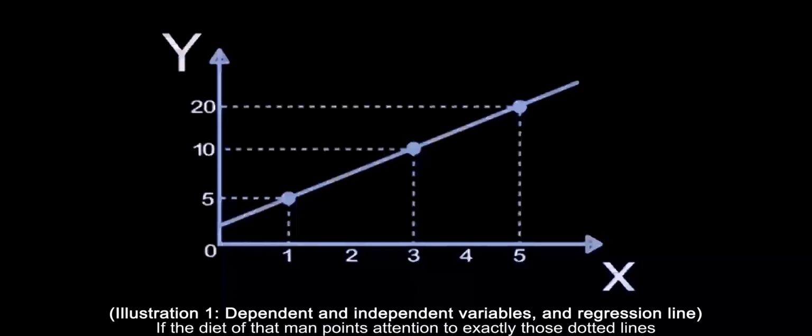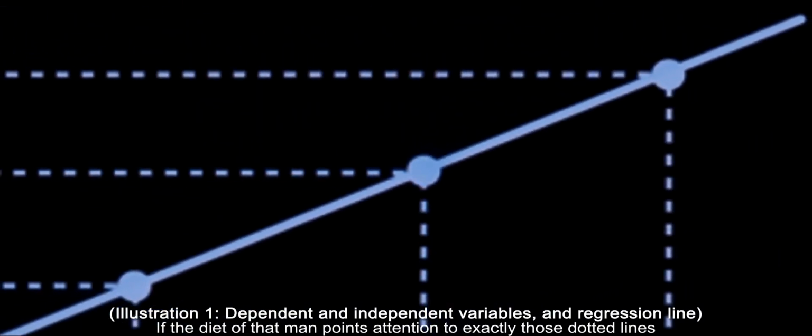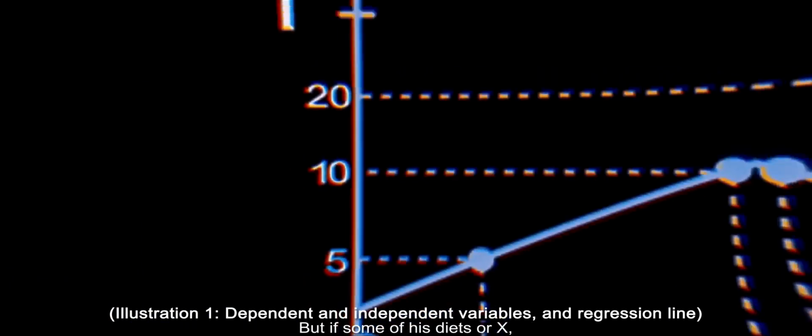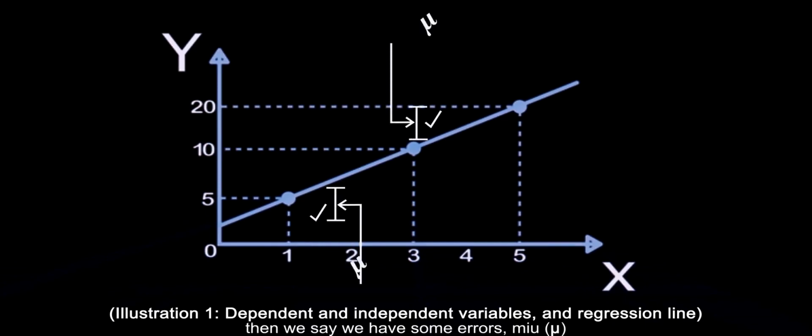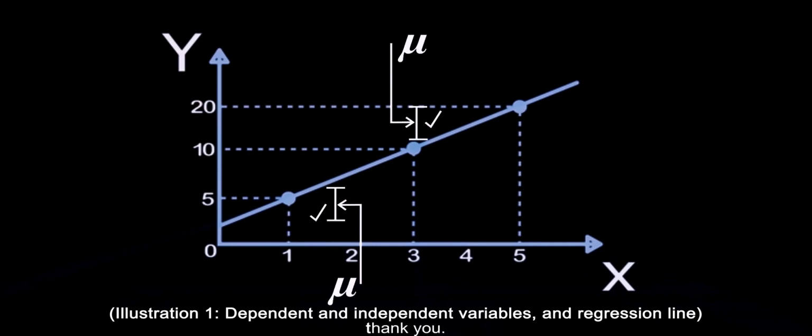That's very good. If the diet of the man points exactly to those dotted lines that lie along the regression line, then we are able to perfectly predict his health status. Very good! But if some of the diet, X, do not fall along this regression line, then we say we have some errors. We are trying to use his diet to predict his health condition.